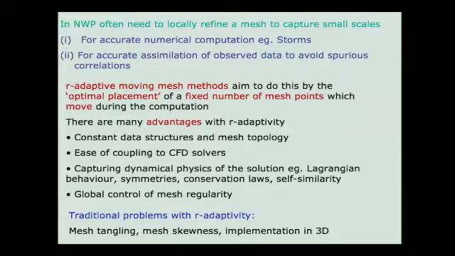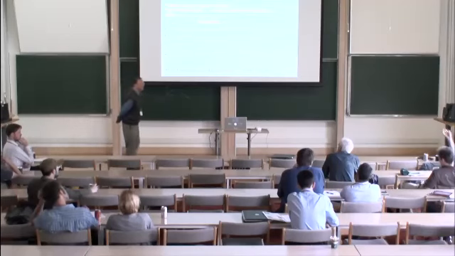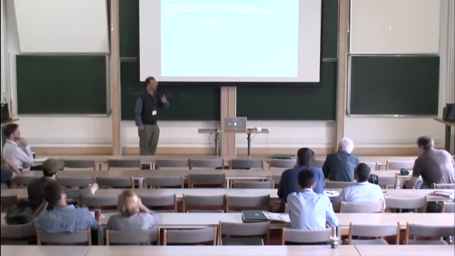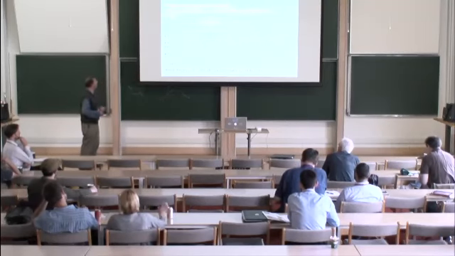You said you don't change the topology? Don't change the topology. Topology always stays the same. Is that the definition of R adaptive, or is that a constraint? Well, I'll show you how it works. It'll become obvious, hopefully, in my approach to it anyway.